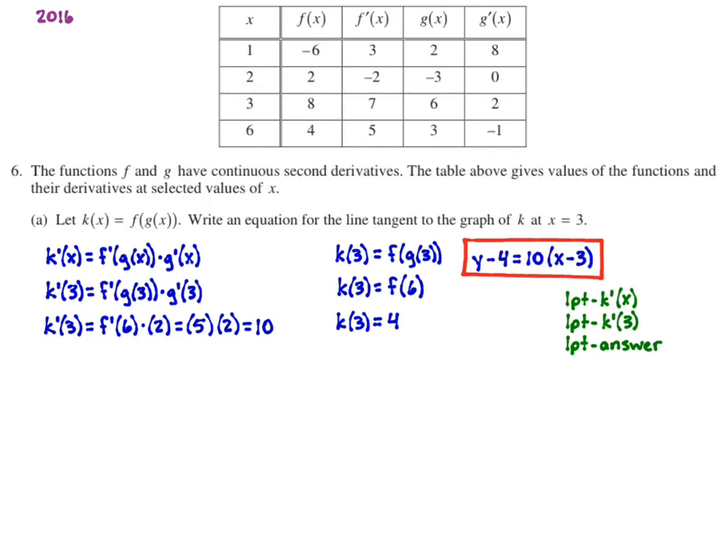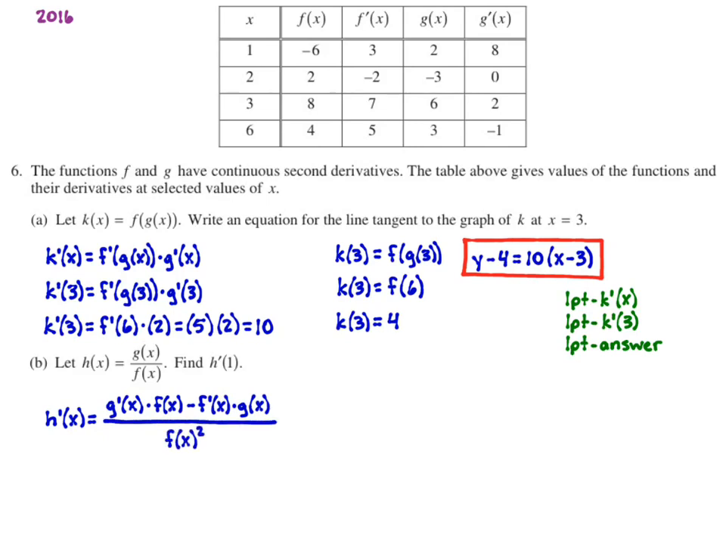Anyways, part B now. Part B says let h of x equal g of x divided by f of x, and we're looking for h prime of 1. So we need to take the derivative of h, and we need to use the quotient rule here. Remember, it's the derivative of the top times the bottom minus the derivative of the bottom times the top, all over the bottom squared. So we end up with g prime times f minus f prime times g, all over f squared.